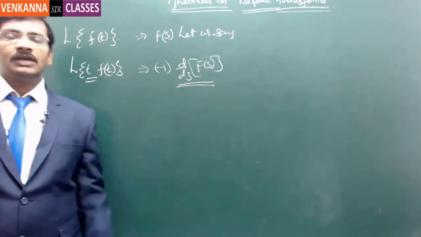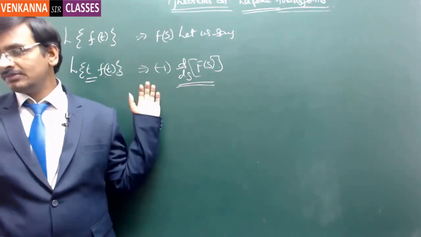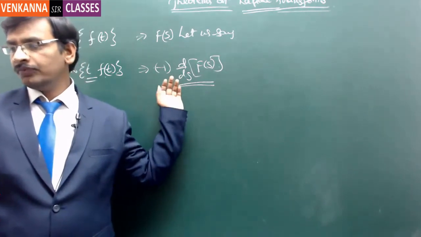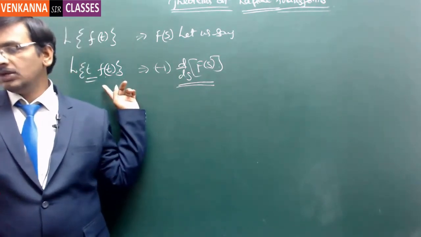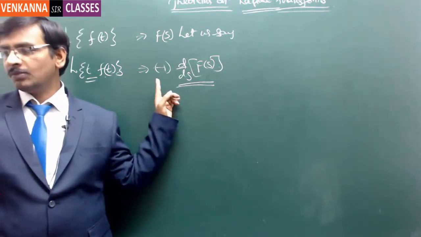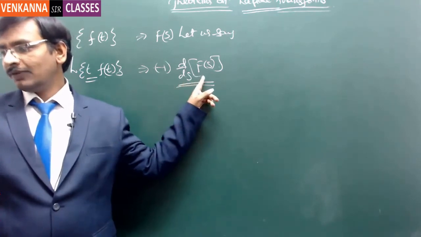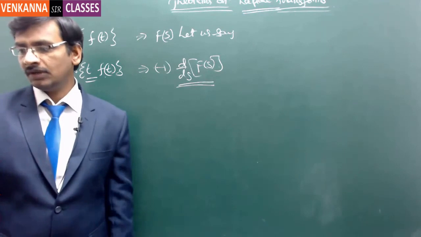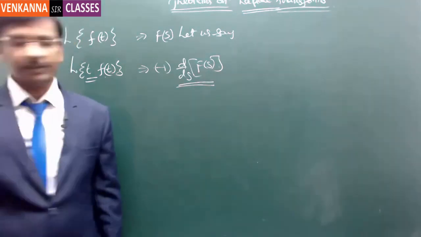Now I'll give you 2 minutes. Can you prove this from the base principle of finding the Laplace transform? Can you prove that the Laplace transform of t into f of t is equal to minus 1 into d by ds of f of s? After that, I'm going to solve it for you anyway. Okay, so let me prove this.